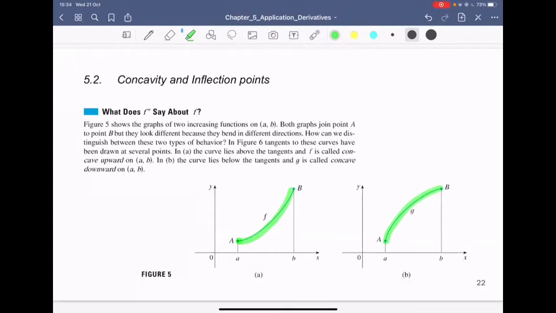Well, they are different. The situation in figure A is called concave up, or concave upward. The situation in figure B is called concave down, or concave downward, or just concave down in short. So, definition.